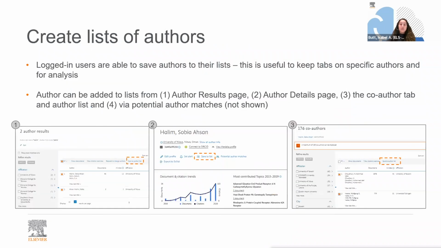Better still, if you want to keep track of a group of authors, you can create a list. So if you're logged in, you can save authors to a list. And this is really helpful to keep tabs on specific authors and use them for analysis. And you can add these authors to lists as you're going through the product. So if you're looking at the author results, if you're on an author profile, if you're looking at a list of co-authors, or via the potential author matches that I mentioned earlier.